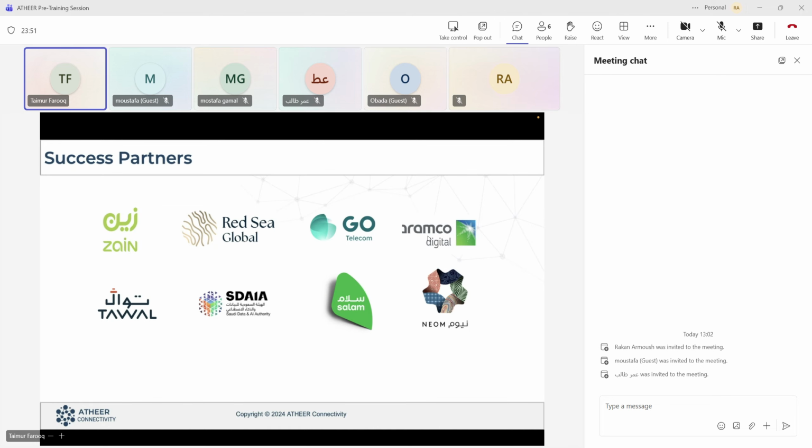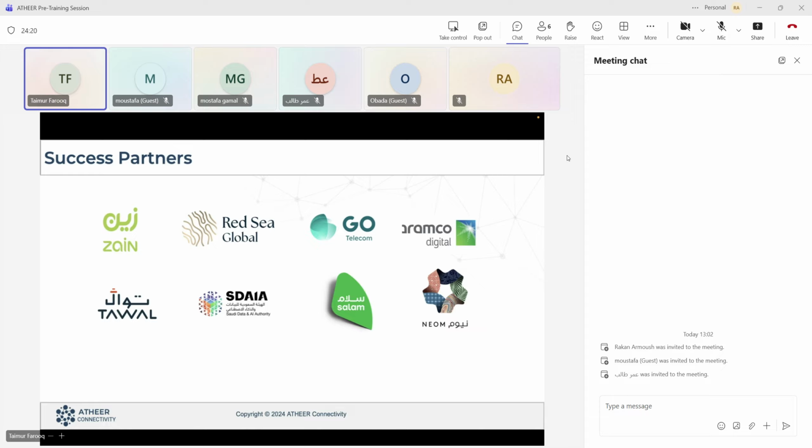We already are working with Zain in Saudi Arabia. We have a running contract with STC. We are working with Salam. We have installations in Aramco. We have our contract with Go. Tawal, which is the biggest telecom tower infrastructure company in Saudi Arabia, is our partner, and they are also using our technology.